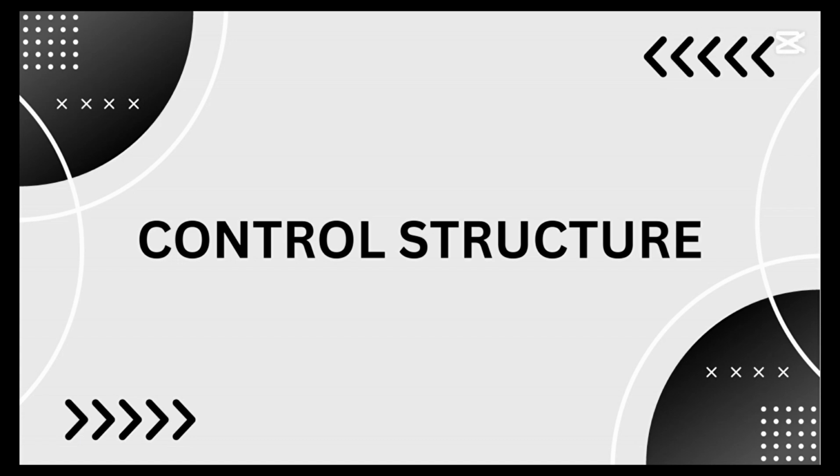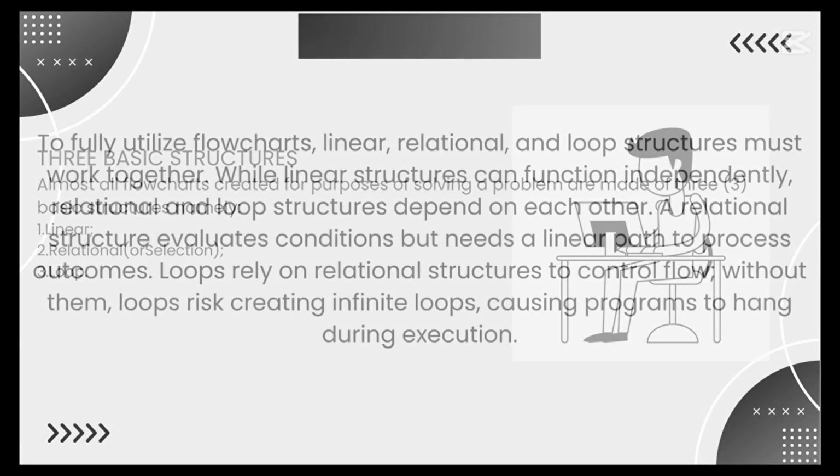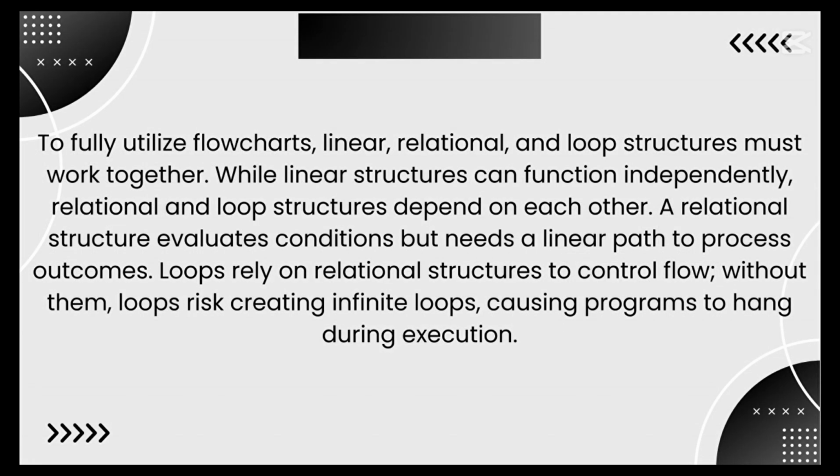Control structure. Three basic structures: almost all flowcharts created for purposes of solving a problem are made of three basic structures, namely linear, relational, and loop. To fully utilize flowcharts, linear, relational, and loop structures must work together, while linear structures can function independently. Relational and loop structures depend on each other.